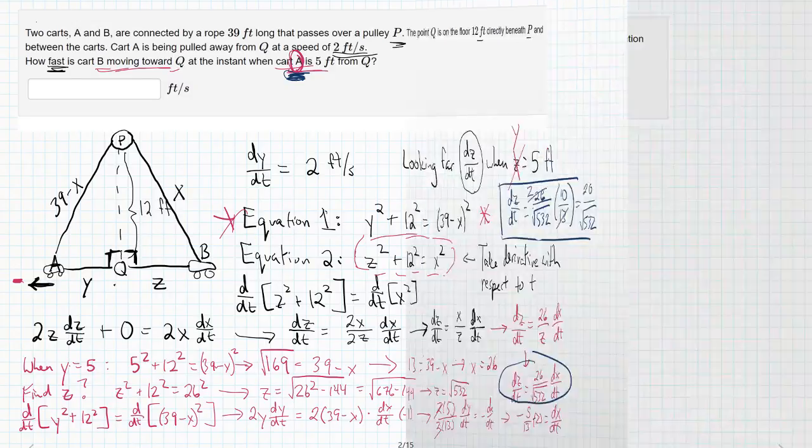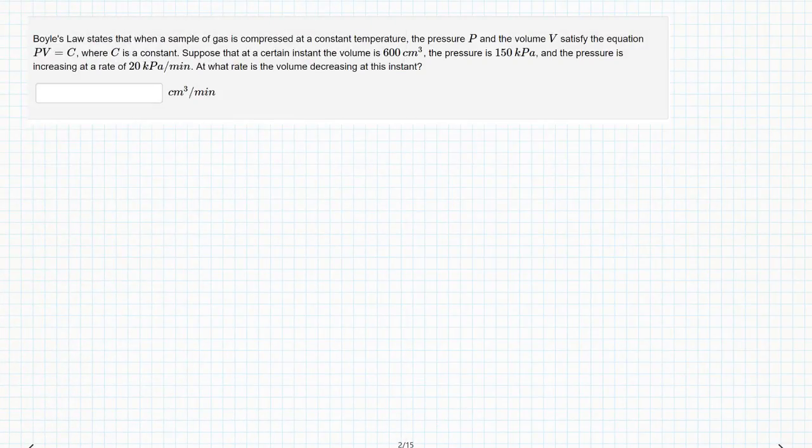We'll try another related rate problem. Boyle's law states that when a sample of gas is compressed at a constant temperature, the pressure P and the volume V satisfy the equation PV equals C, where C is a constant. Suppose that at a certain instant the volume is 600 cubic centimeters, the pressure is 150 kilopascals, and the pressure is increasing at a rate of 20 kilopascals per minute. At what rate is the volume decreasing at this instant?